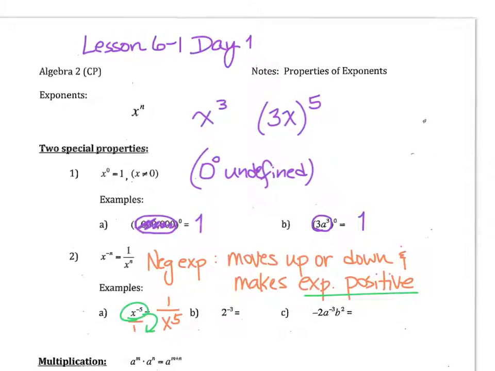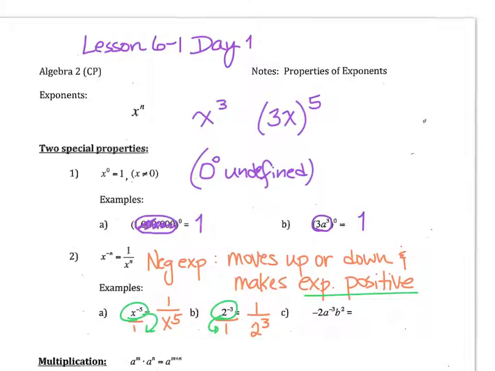2 to the negative 3. Again, technically that's in the numerator, so we're going to grab that quantity, move it down, and make the exponent positive. So it'll become 1 over 2 to the positive 3. Now, we're not taking the reciprocal. We're moving the quantity up or down.